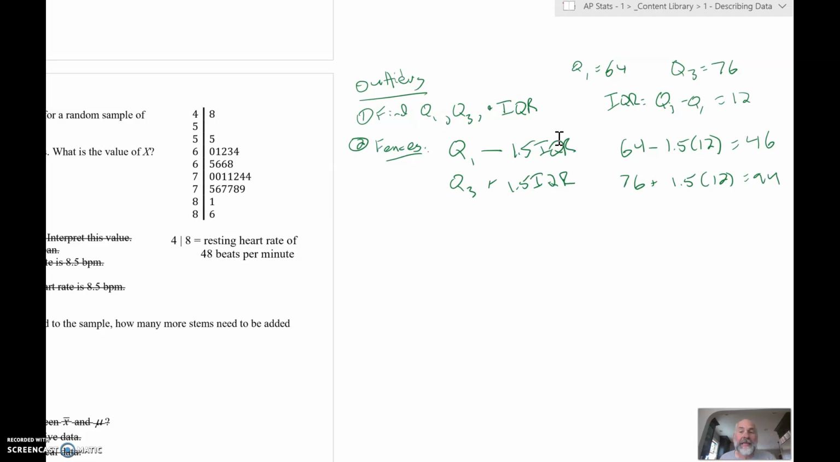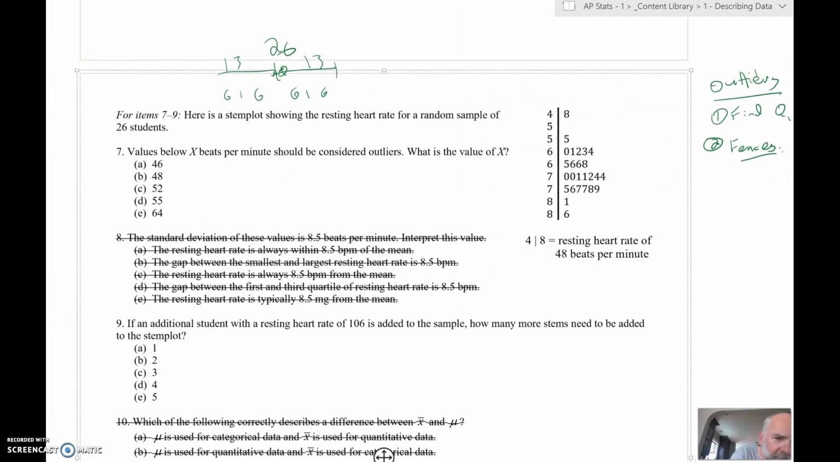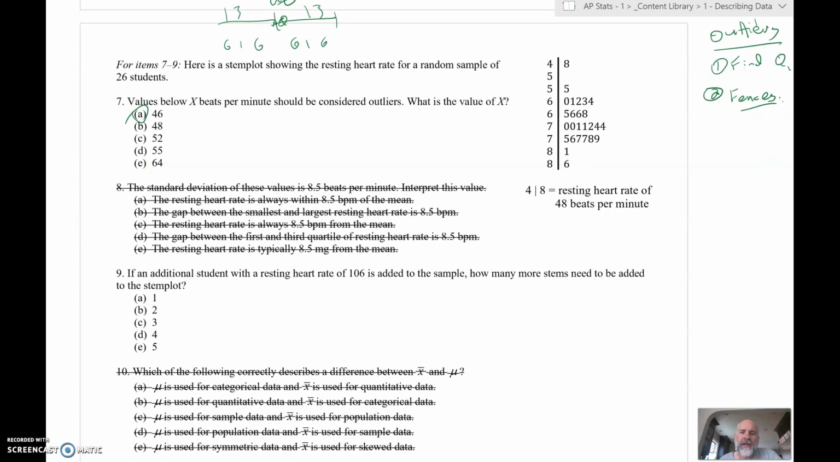Notice we never use the median itself in these calculations other than to locate it to help us find Q3 and Q1, but we didn't find what the actual number was. So the low border was Q1 minus 1.5 times the IQR, which is 46, and we have an answer. Next one, if an additional student with a heart rate of 106, which would be way out there, then how many more stems need to be added to the stem plot?